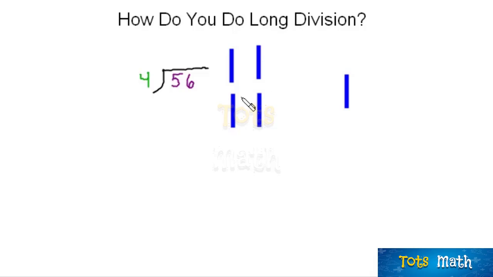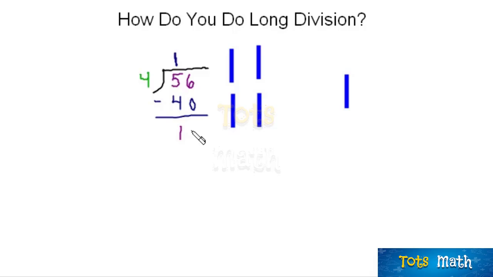So each friend gets 1 ten. So 5 tens divided by 4 equals 1 ten. And we show that by putting the number 1 in the tens place. Well, now that we've given each friend 10 baseball cards, how many cards are left? Well, 4 groups of 10 equals 40. So let's subtract 40 from 56.